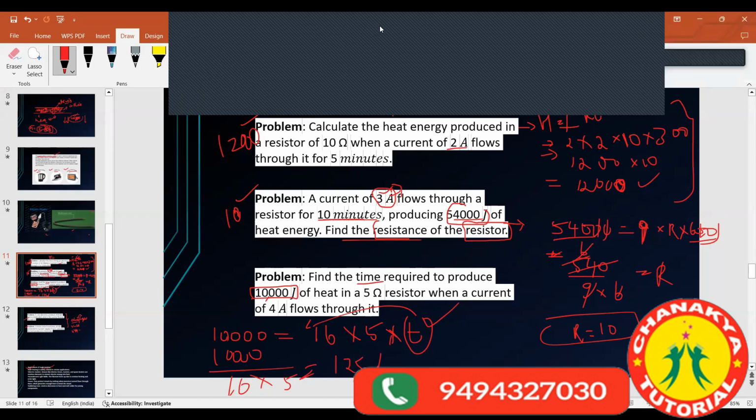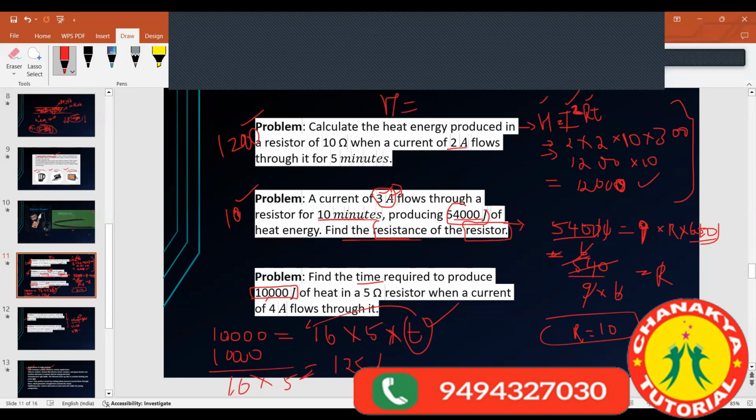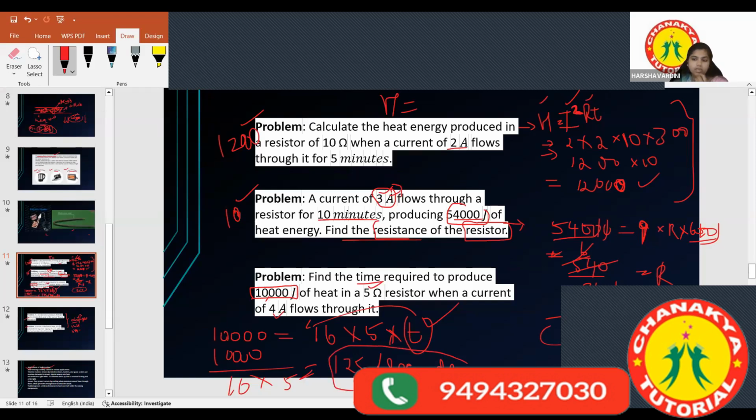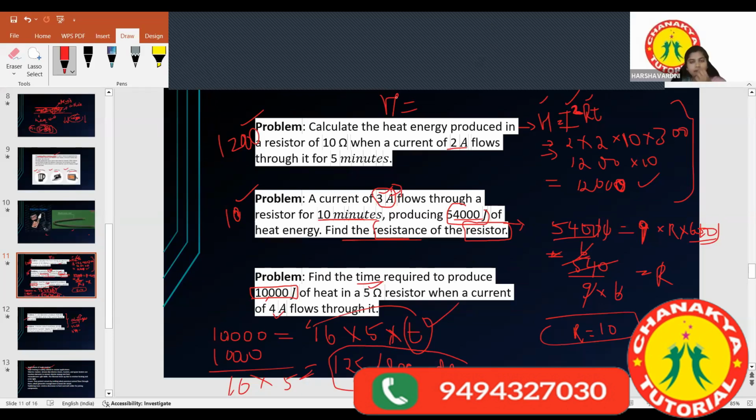Is it 125 in seconds or minutes? It is seconds. Why? Because all the others are in their SI unit. Current is in ampere, resistance is in ohm, and heat is in joules. So all others are in SI units, and by default 125 will be seconds only. I hope everybody understood.